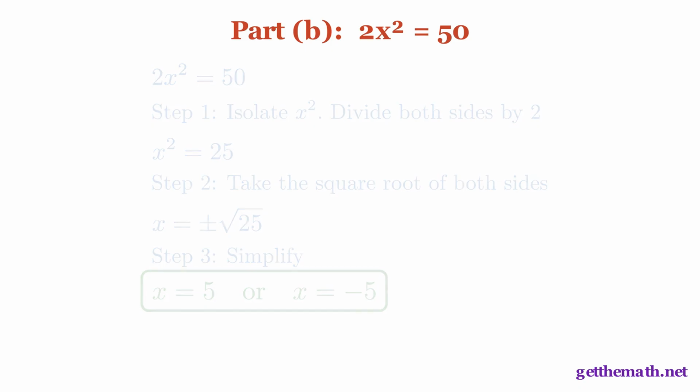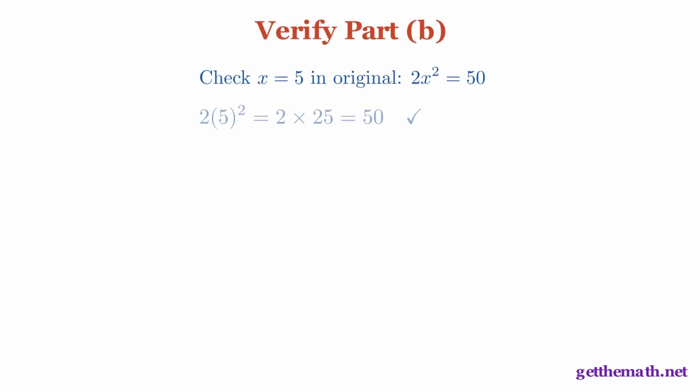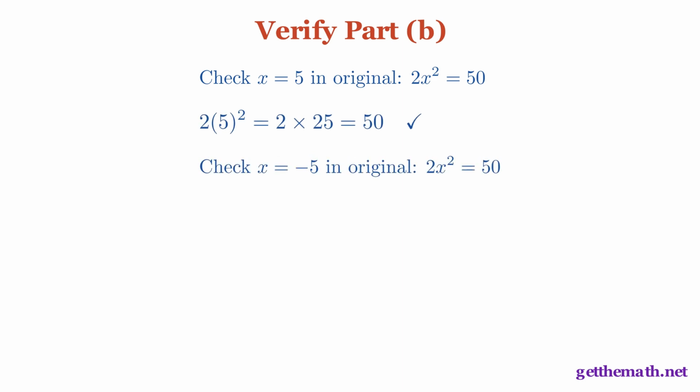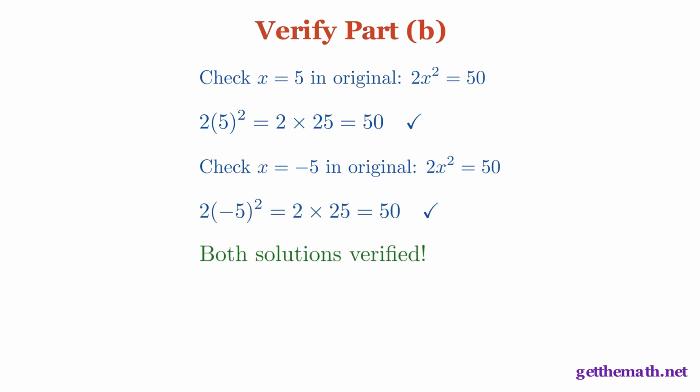Verify part B. Check x equals 5 in the original equation. 2x squared equals 50. 2 times 5 squared equals 2 times 25 equals 50. Confirmed. Check x equals negative 5 in the original equation. 2 times negative 5 squared equals 2 times 25 equals 50. Confirmed. Both solutions check out.